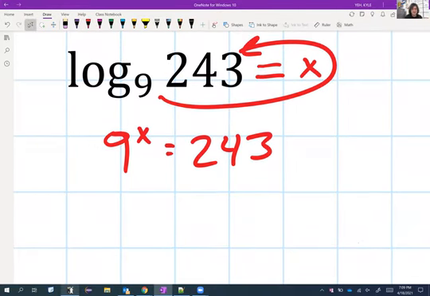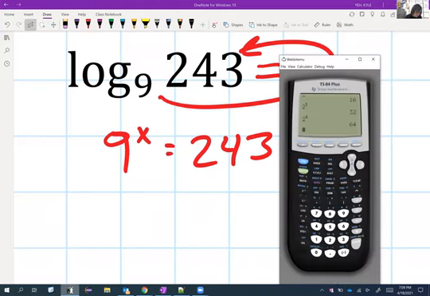And I'm not really that familiar with 243. So I might say, okay, 9 squared, maybe? Now that's 81. 9 cubed, that's 729, which is too big. So it doesn't look like we can rewrite 243 as 9 raised to an easy exponent. So what do we do?